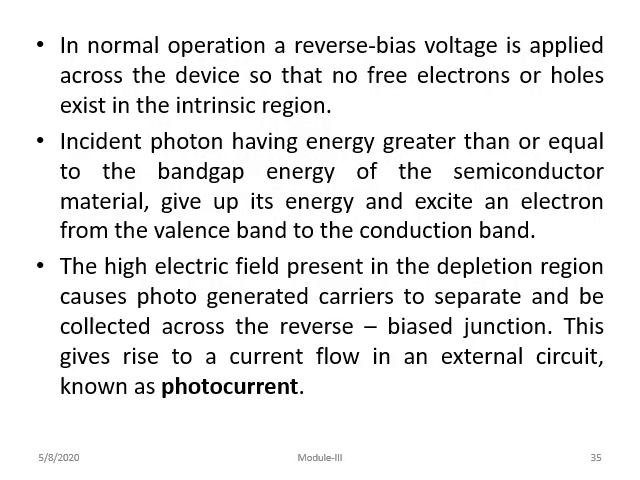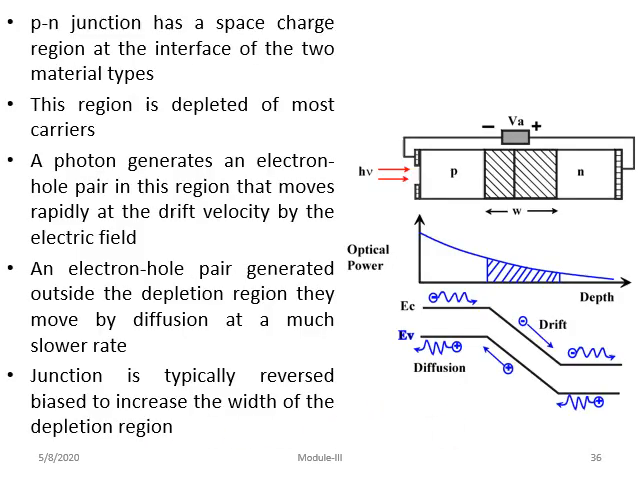In normal operation, a reverse bias voltage is applied across the device, so no free electrons or holes exist in the intrinsic region. An incident photon having energy greater than or equal to the band gap energy of the semiconductor material gives its energy and excites an electron from the valence band to the conduction band. With the high electric field present in the depletion region, the photo-generated carriers are separated and collected across the reverse bias junction, and this gives rise to a current flow, which we call the photocurrent within the circuit.